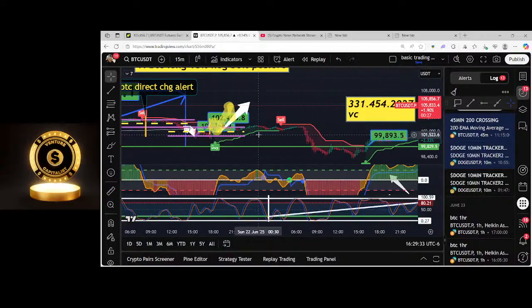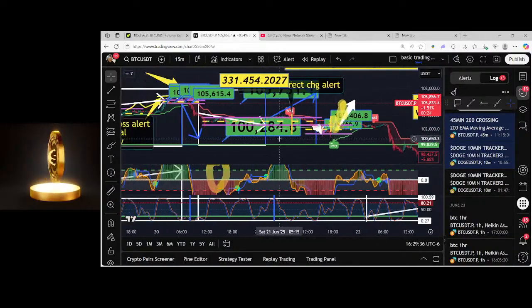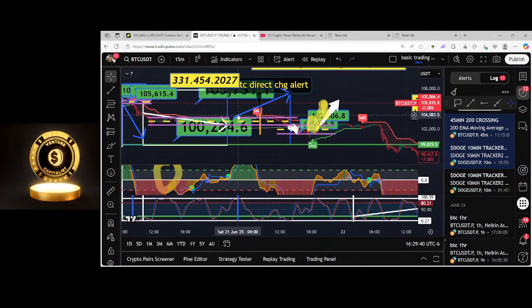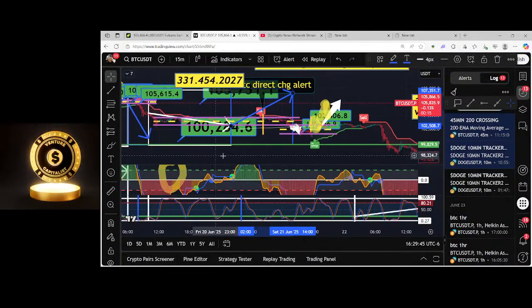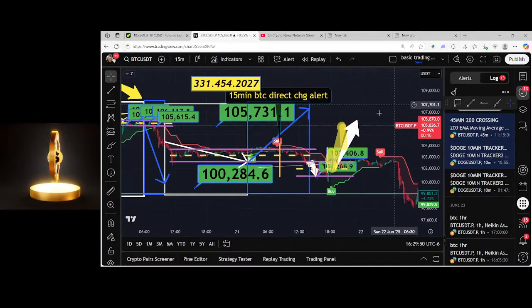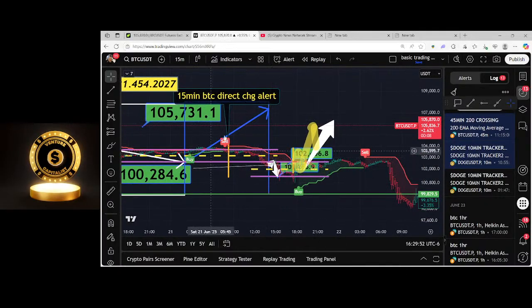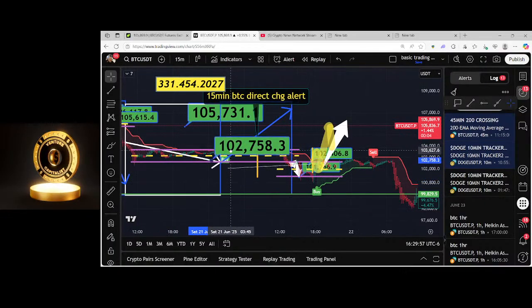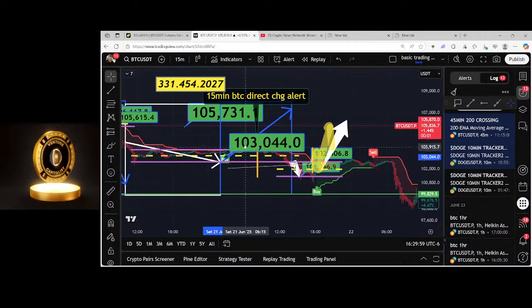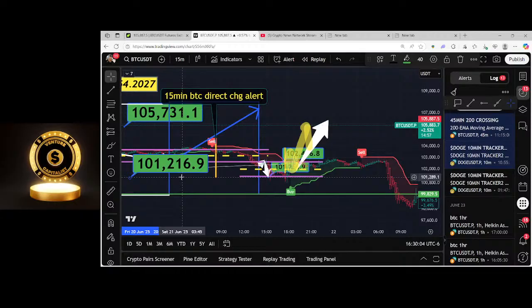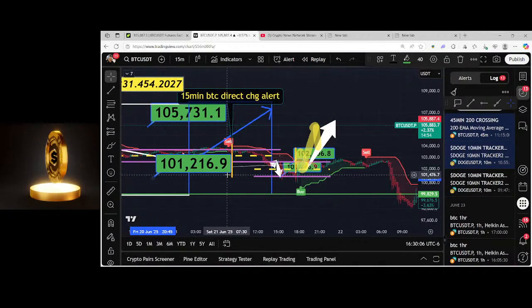But what we're going to look at here is the section where we left off. During this section, you can see this blue arrow here, and at this time we were looking for eventually a long position from Bitcoin, when it was currently sitting at about 103, and it came down to 101. So now the question is, how do we prepare for the longs?